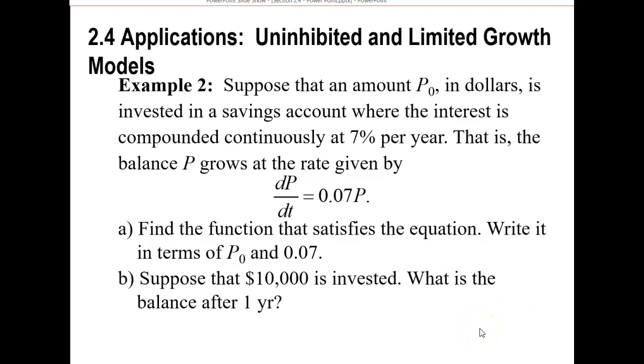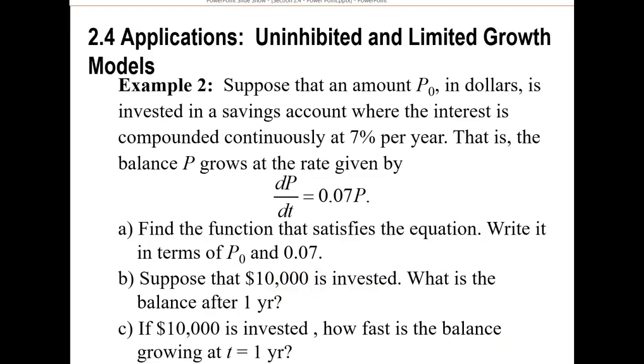Then, using our model, suppose that $10,000 is invested. What would the balance be after 1 year? So $10,000 would be your P naught, your initial value. And then if $10,000 is invested, how fast is the balance growing at t equals 1 year? So a rate at which it's growing means we're going to be asked to find a derivative. All right, so P of t would equal c or P naught e to the power 0.07t based on our model.